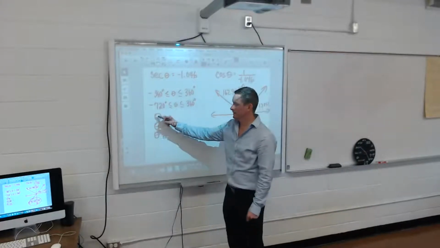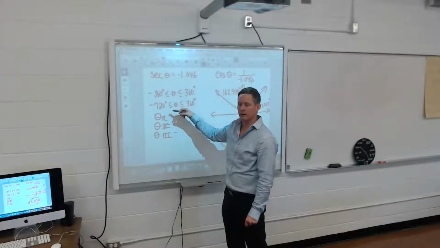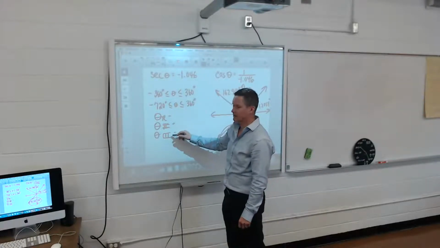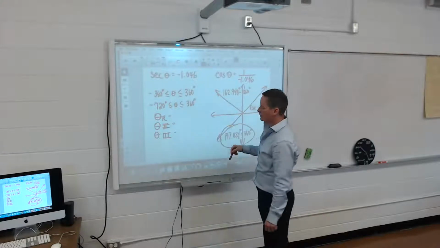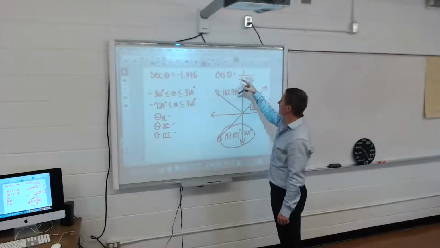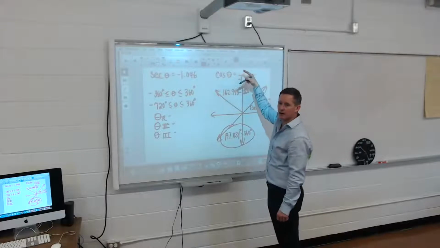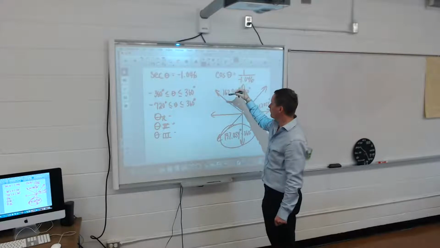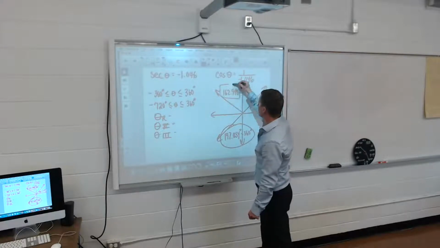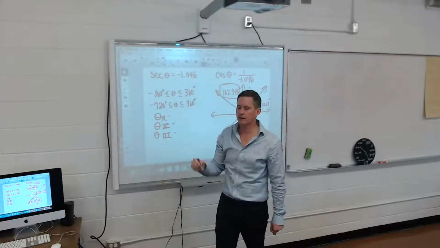And this will be a mark, okay? Because you can't get this one without the reference angle. You can get this if you type this in your calculator, cos inverse of 1 divided by negative 1.406, you would get this angle. The calculator would give it to you.